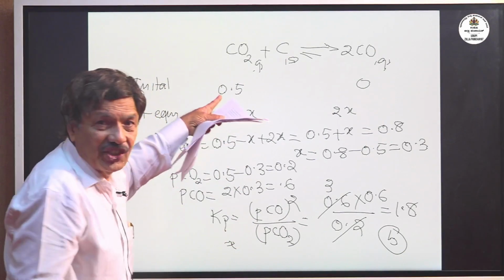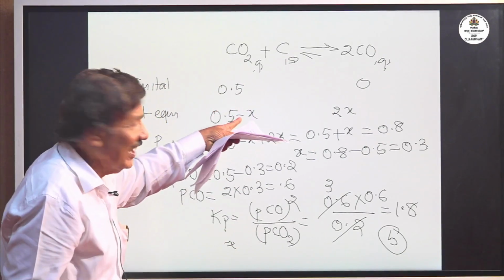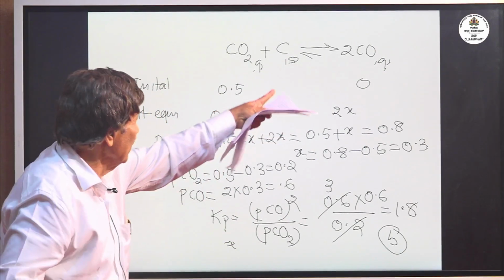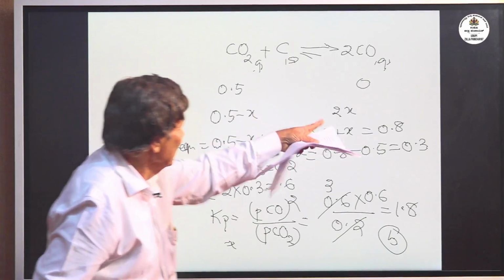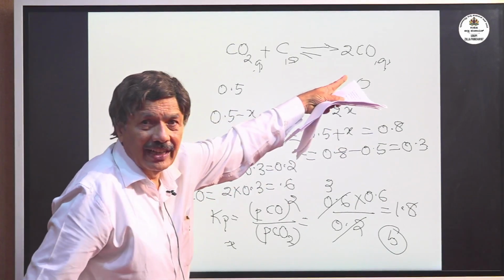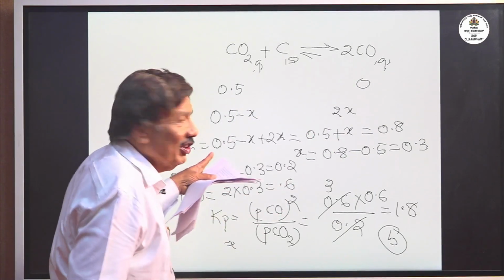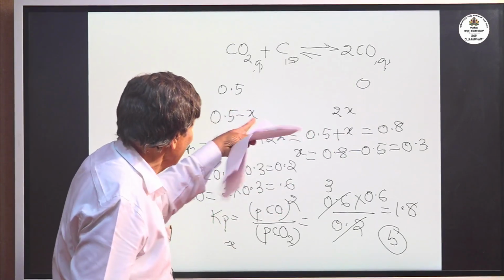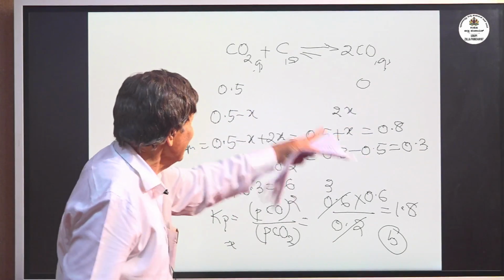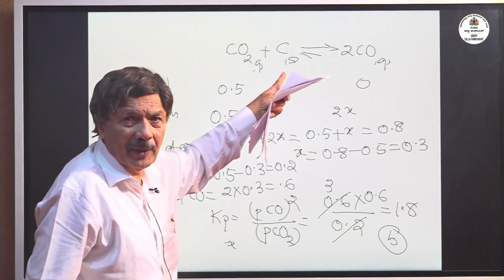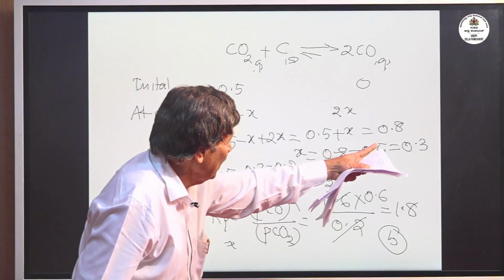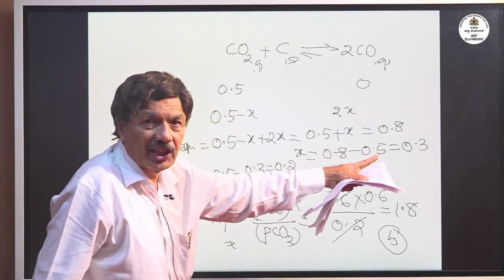Initially 0.5. Out of that, let X undergo combination with the carbon. So double of that, 2X, is formed, as the reaction stoichiometry says. Then total pressure at equilibrium will be 0.5 minus X decrease plus 2X, which is the formed gas. The carbon doesn't contribute to the pressure because it is a solid. So 0.8. On solving, X is 0.3.